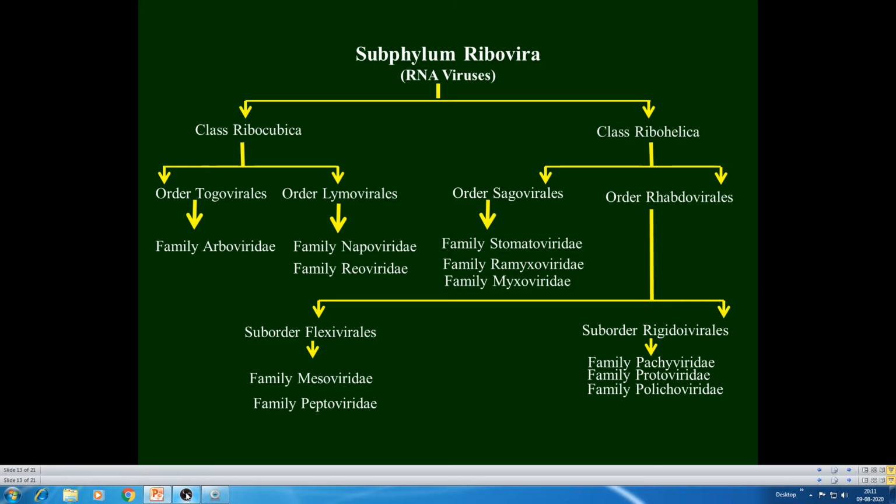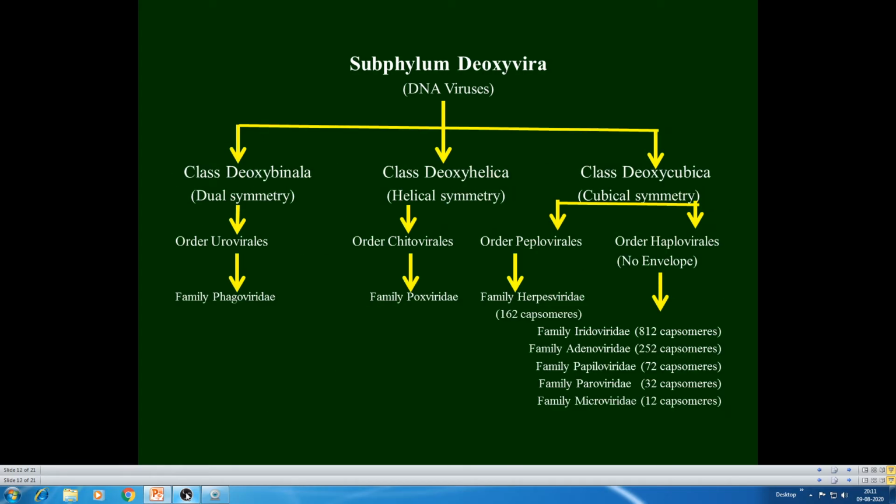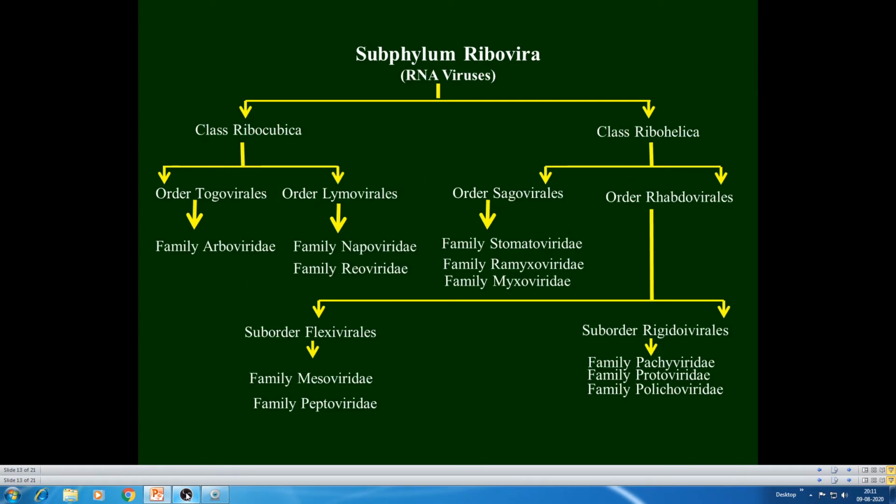Just like in the case of Subphylum Deoxyvira, there we have three classes, right? Three classes. What are they? That is Deoxybinala, Deoxyhelica, and Deoxycubica. But in the case of Ribovira, there you can see two classes, class Ribocubica and Ribohelica, right? And this Ribocubica is divided into two orders, that is Togovirales and Limovirales. And these Togovirales have only one family, that is Arboviridae. But Limovirales have two families, Napoviridae and Rioviridae.